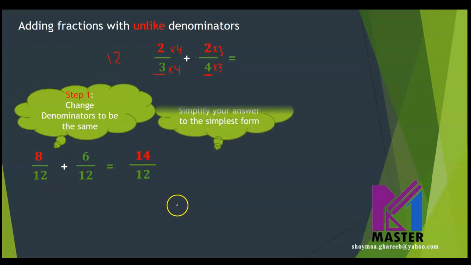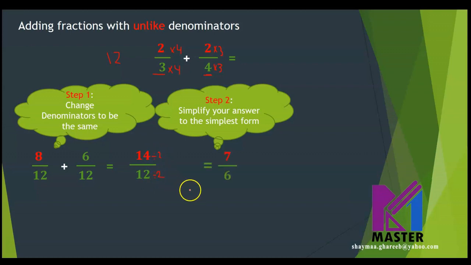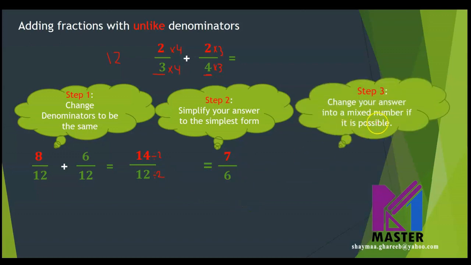And then we said step 2, simplify your answer to the simplest form. To simplify this fraction, I will divide up and down by 2. So the new fraction will be 7 over 6. So this is the simplest form. Is this an improper fraction? Yes. Then I can write it as a mixed number, as we said, if it is possible. So how to write it as a mixed number? We do division. 7 divided by 6 equals 1 remainder 1. So how to write this as a mixed number? 1 and 1 over 6.